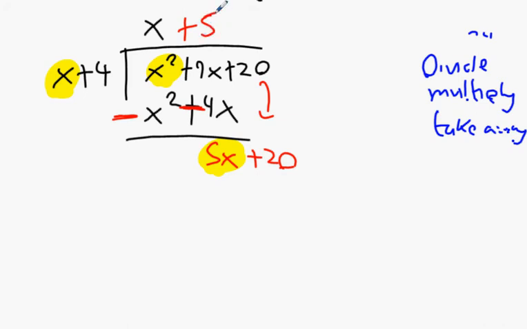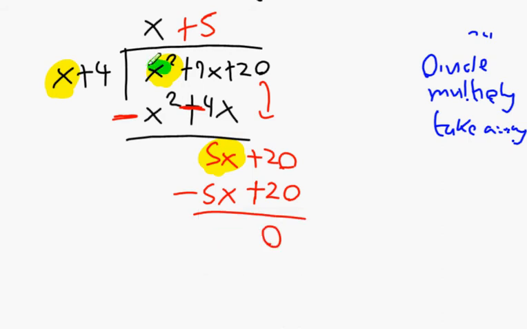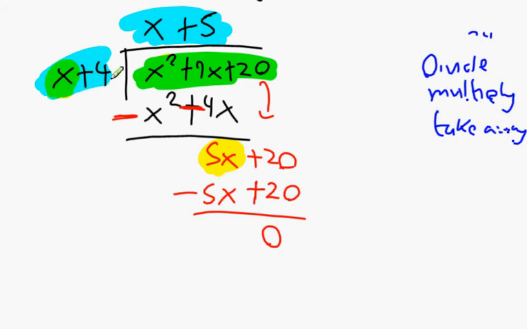I divided, what do we do next? I multiply 5 times x, 5x. If they don't cancel, I've done it wrong. 5 times 4. Take them away. 0. So my claim is that this number here in green is the same number as this one multiplied by this one.